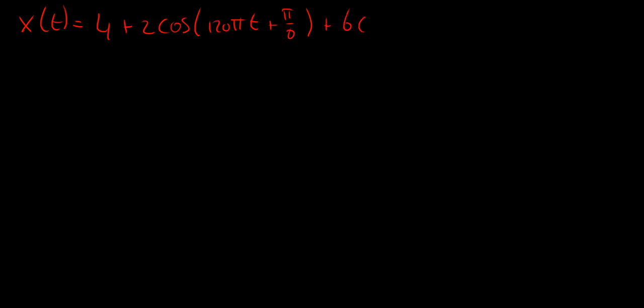We have a function, x(t). And the function is the following. We have 4 plus 2 cosine(120 pi t plus pi divided by 6) plus 6 cosine(220 pi t minus pi over 3). So these are the sinusoids that we have with a standard amplitude of 4.